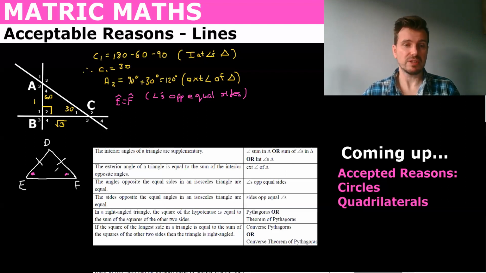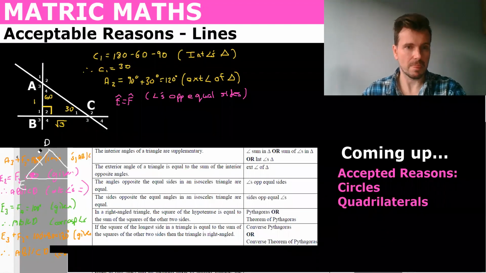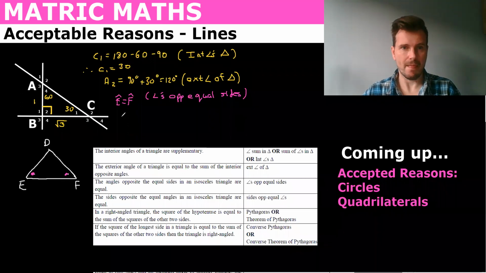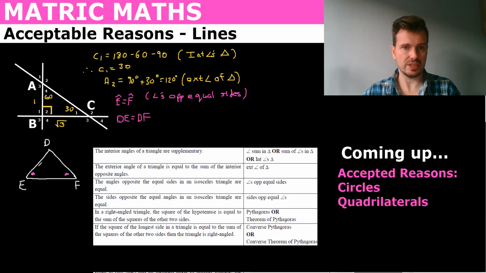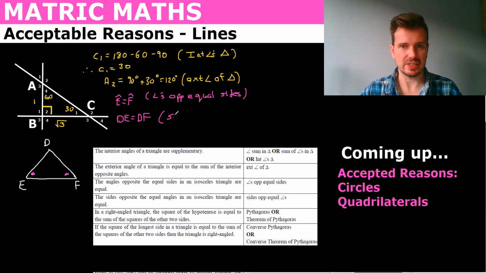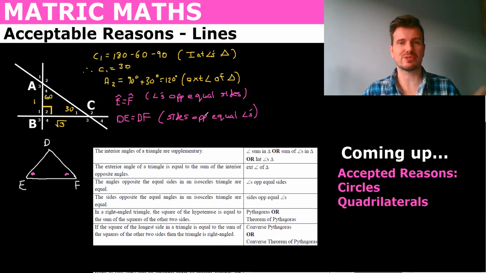And now if you were given E1 and E2 and say you weren't given that these are equal, so now the converse is true. You could say that DE equals DF, because these are equal. And here, now they are sides opposite equal angles. So we say sides opposite equal angles. Okay, so just remember, don't put isos. Don't say that anymore. We have to stop that.